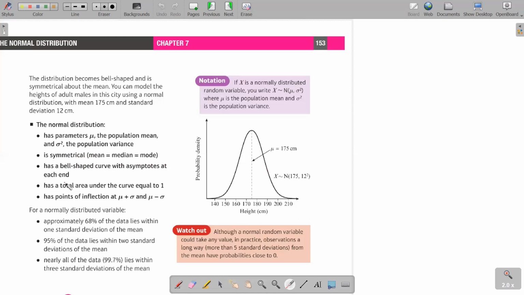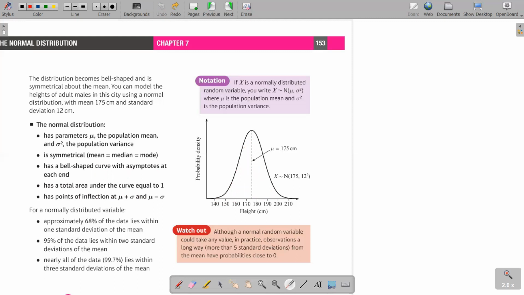Okay, and then the next one is that it has a bell-shaped curve. It has a bell-shaped curve with asymptotes at each end. Can you see that at each end you are getting closer and closer to the x-axis, making an asymptote? At either end, you have an asymptote. And then they say it has a total area under the curve equal to 1. So the total area under the curve must be equal to 1. Are you with me? The total area under the curve must be equal to 1.